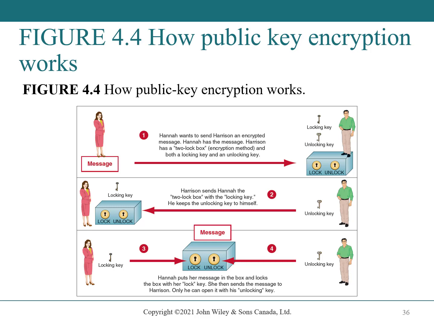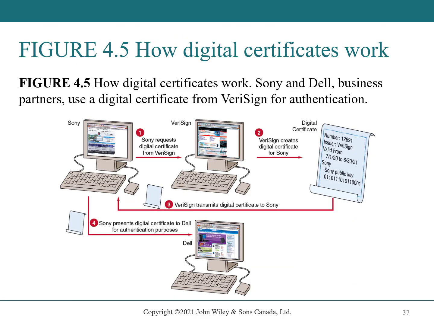Hannah puts her message in the box and locks the box with her lock key. She then sends the message to Harrison. Only he can open it with his unlocking key. So in the example here, the locking key is publicly known. The unlocking key is the private part of the public and private key combination.